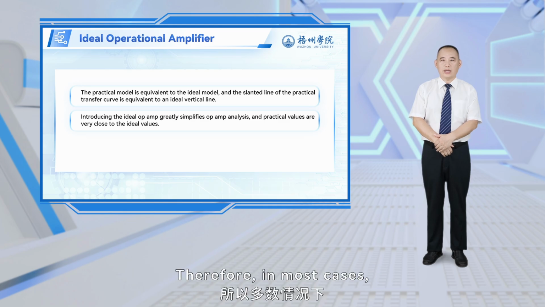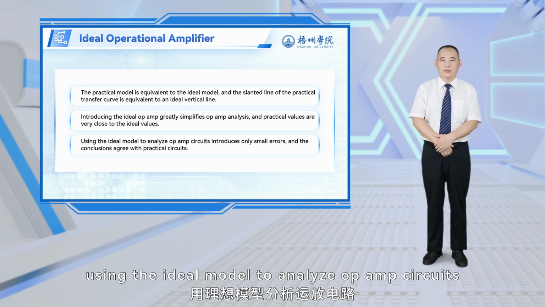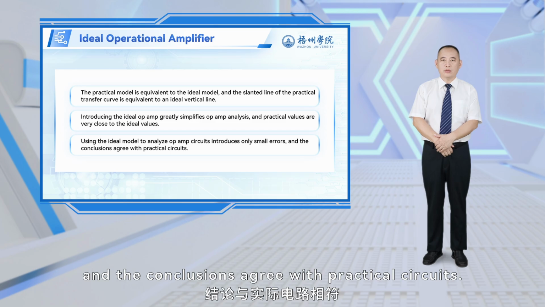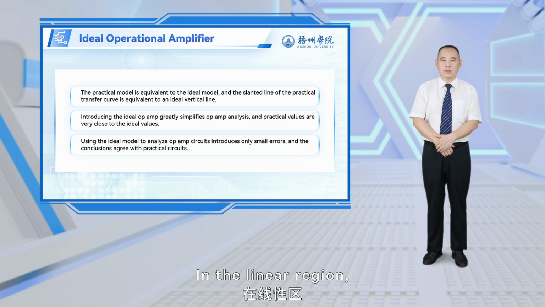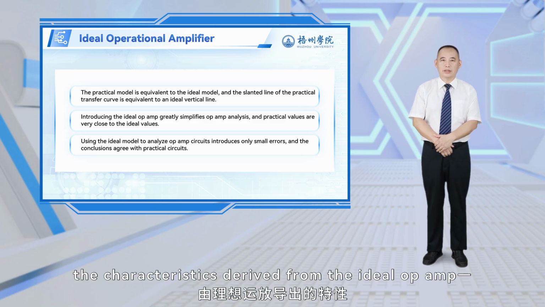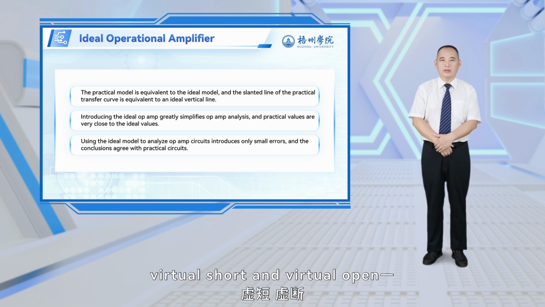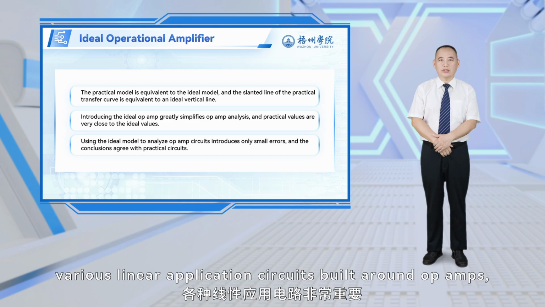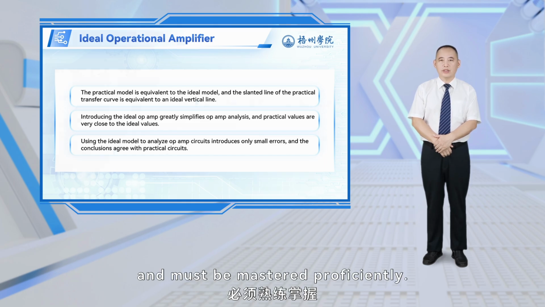Therefore, in most cases, using the ideal model to analyze op-amp circuits introduces only small errors, and the conclusions agree with practical circuits. In the linear region, the characteristics derived from the ideal op-amp, virtual short and virtual open, are very important for analyzing and designing various linear application circuits built around op-amps, and must be mastered proficiently.